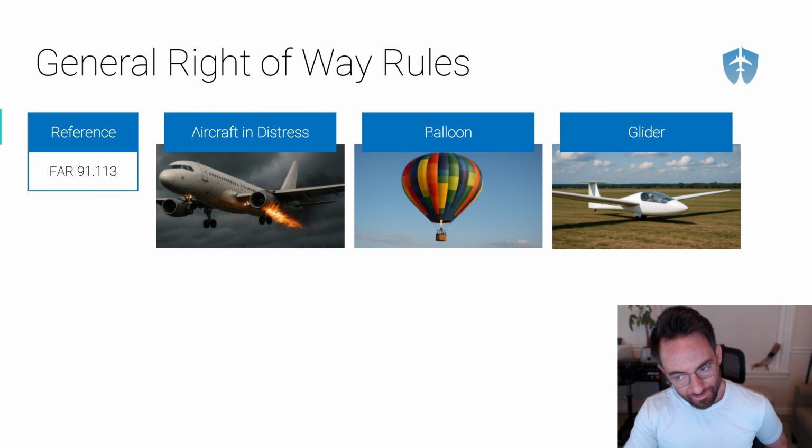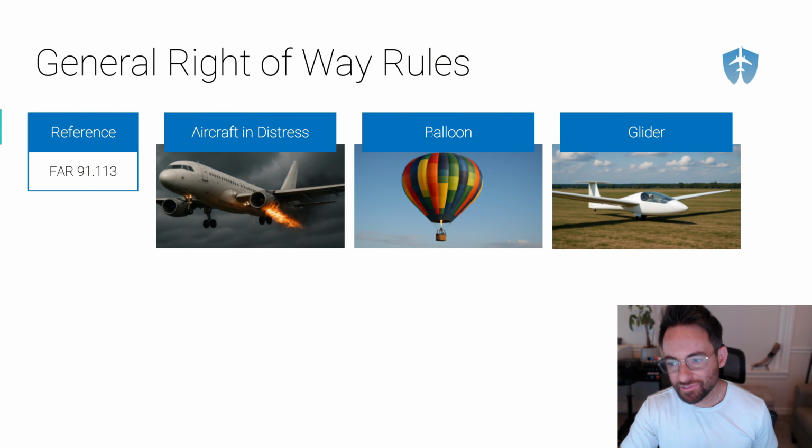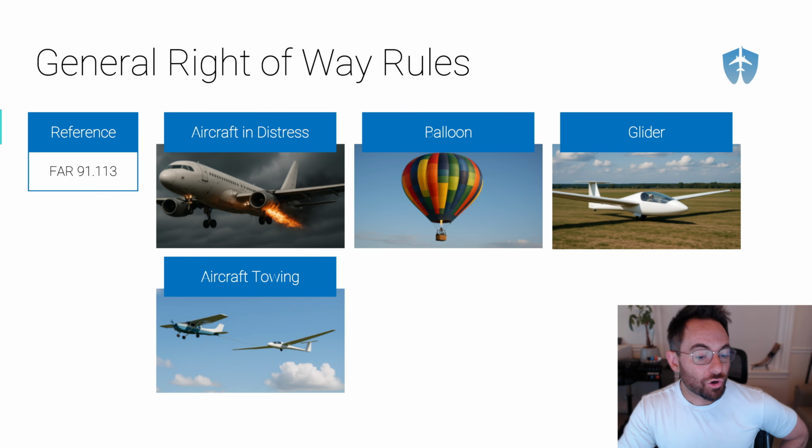Gliders also have more maneuverability than a balloon, so that's why they're not above a balloon, right? But they still have some pretty limited maneuverability since they don't have an engine, no propulsion. Aircraft towing another aircraft. Like you see here, you've got a Cessna or something that is going to tow a glider up into the air.